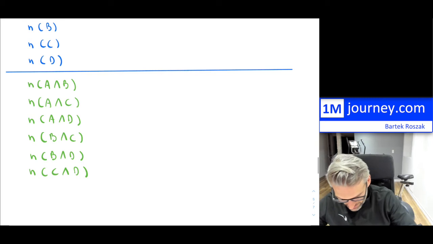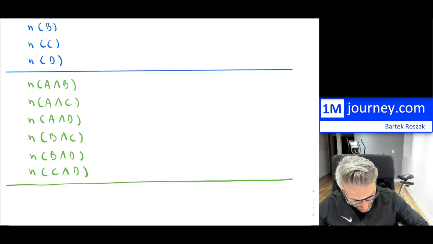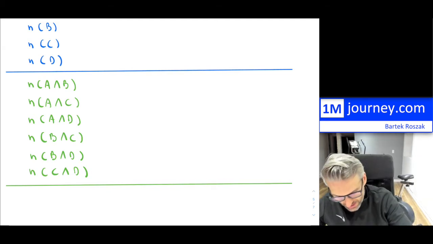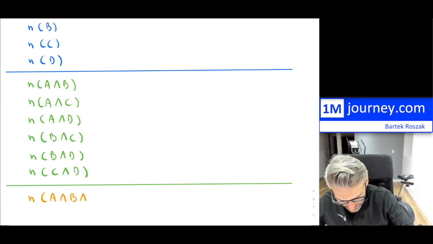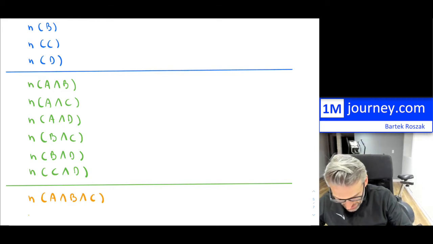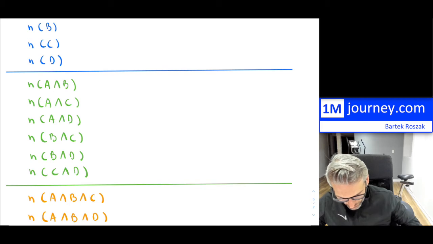But that's not it, because that's the intersection between two of them. But what about now the intersection between three of them? Well then that gets annoying, because now it's going to be A intersected with B and intersected with C. What if we count those up? Then it's going to be N, the number of A intersected with, I guess it's going to be C, or sorry, B and D. Let's start with that one. A, B, and intersected with D.